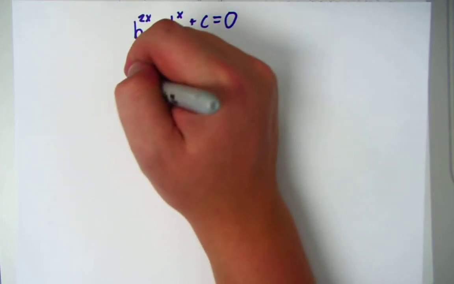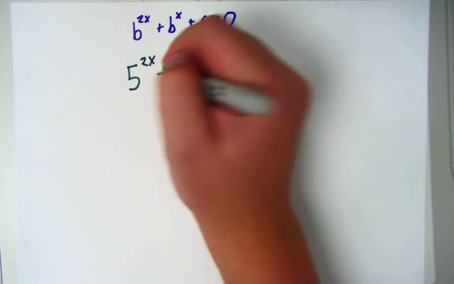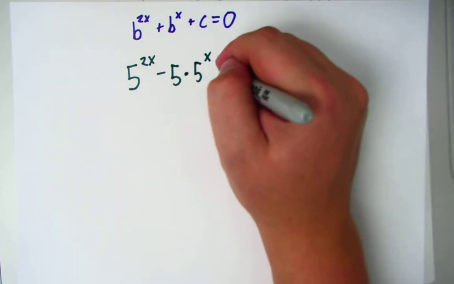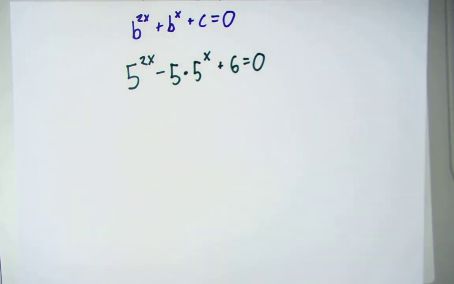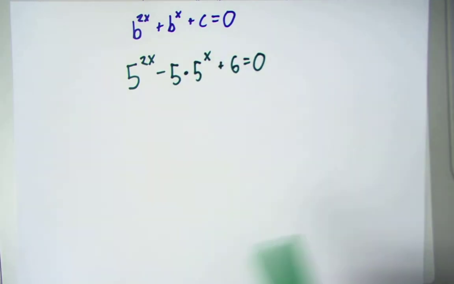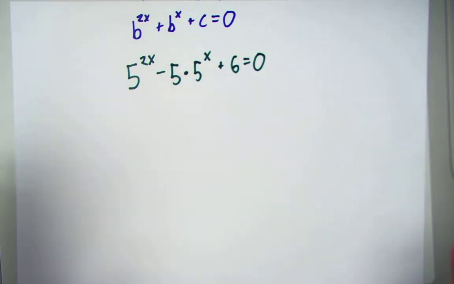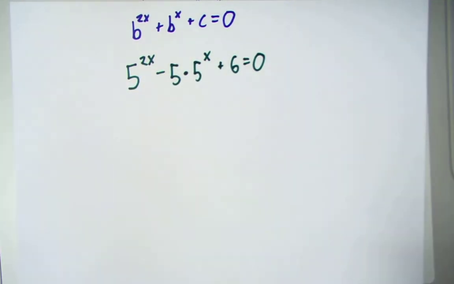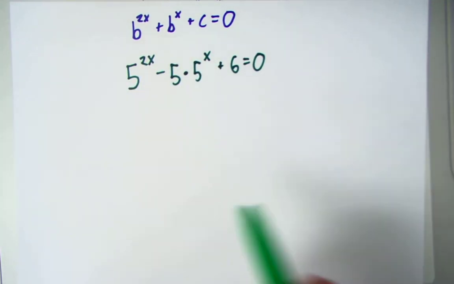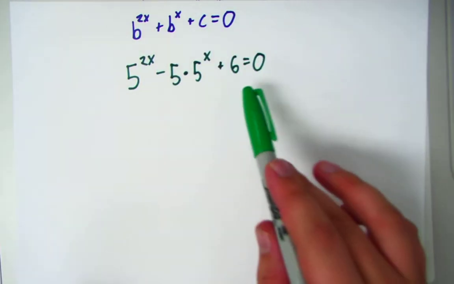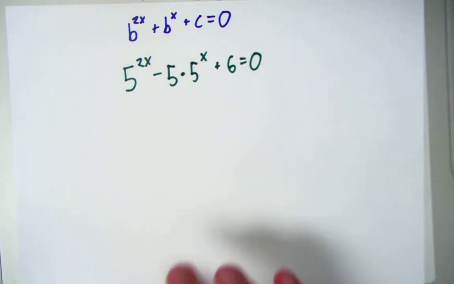That one says 5 to the 2x minus 5 times 5 to the x plus 6 equals 0. It's problems where you have a base to the 2x, a base to the x, and a constant. It's possible it won't be in this standard form. Maybe you'll have the negative 6 on the other side, or this term will be on the other side. Maybe you have to rearrange it, or distribute something before it turns into this. But once it's this, you see a base to the 2x, base to the x, and a constant. Maybe the constant's missing, it'll still be the same.